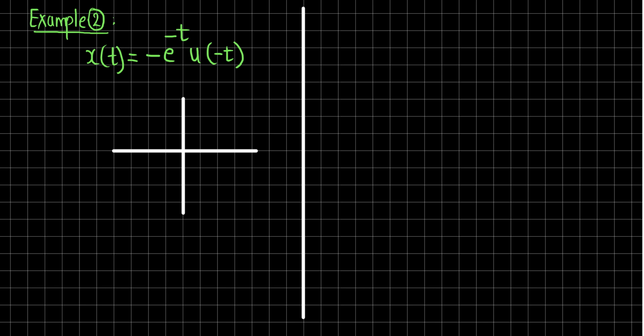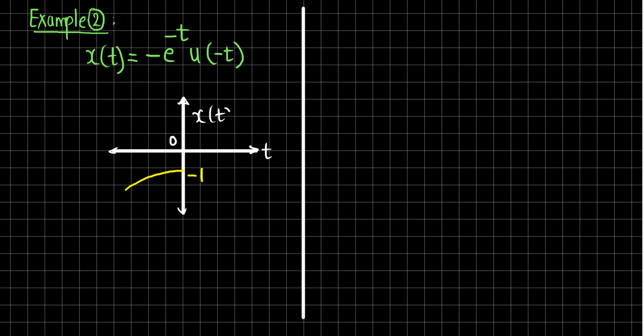Here this e power minus t, that is going to be like this, is getting multiplied with u of minus t. That means it should be a left-sided signal, and of course an inversion there. So it is going to be something like this. It's going to be -1. What is this? This is x of t. It's a variable t. It's x of t.